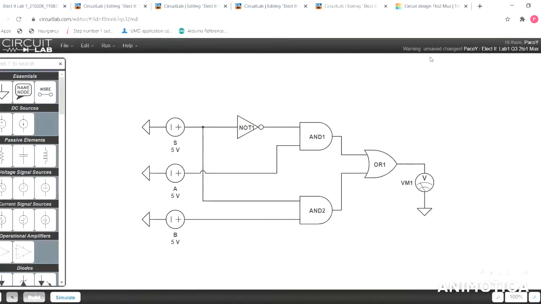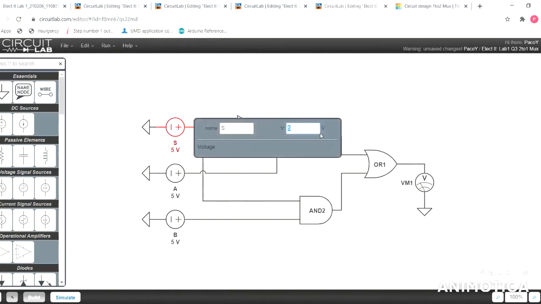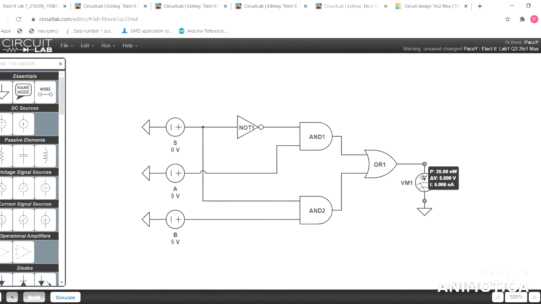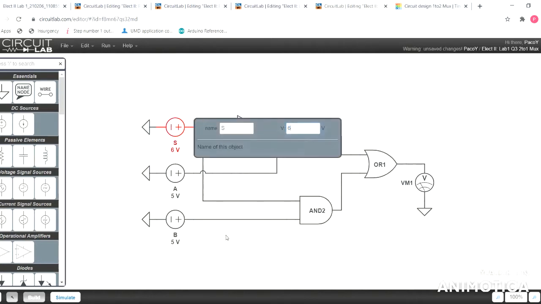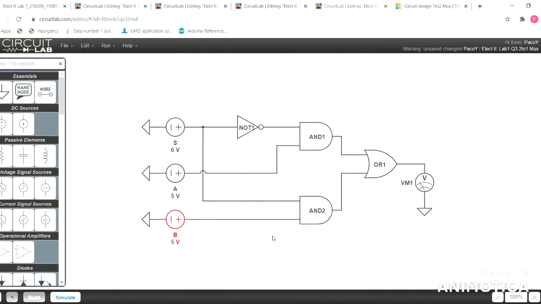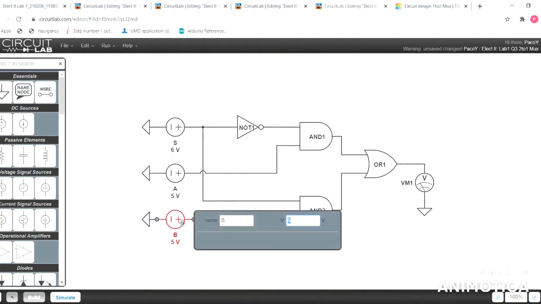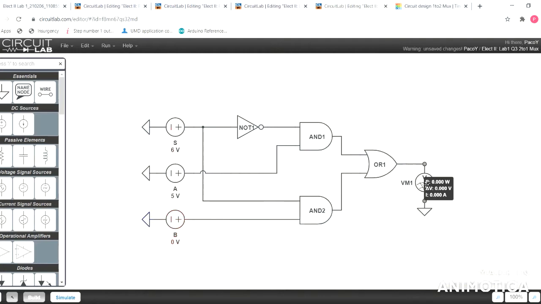Then for problem number 3, this is the 2 to 1 mux. So I'll be testing the 3 inputs. So for all high, you get a high. For A and B is high, selector is low, you get a high. And for A and selector high, you get a low.